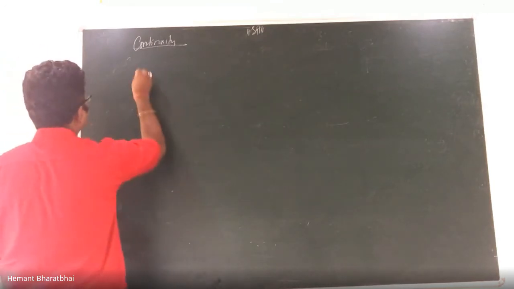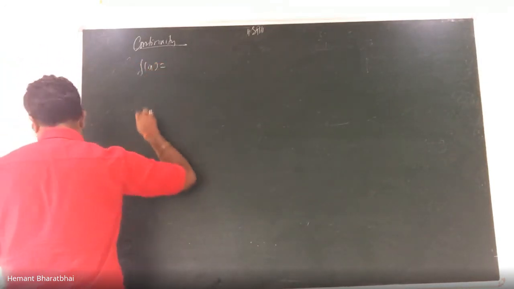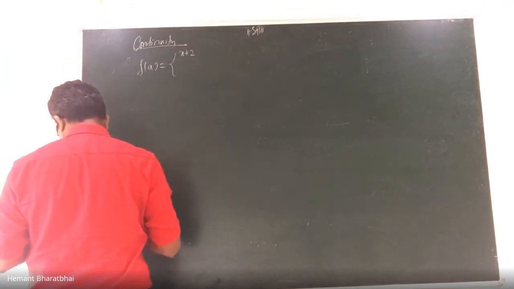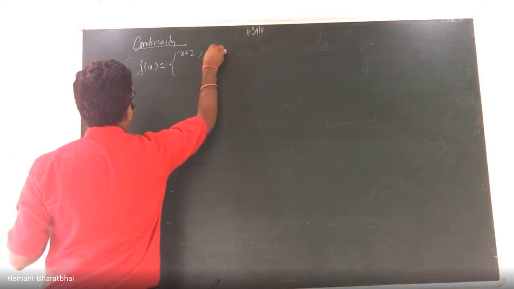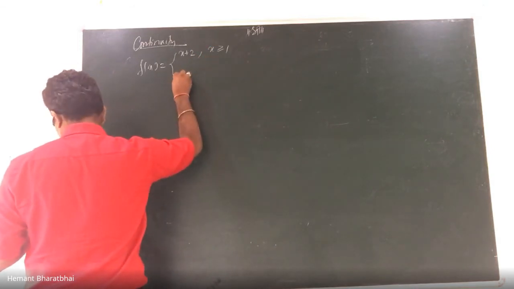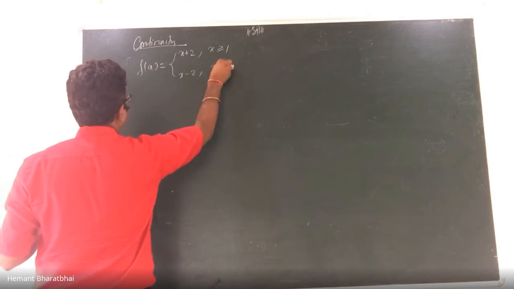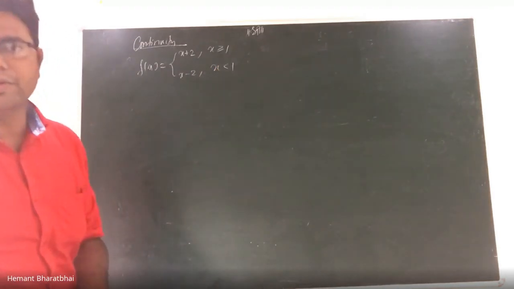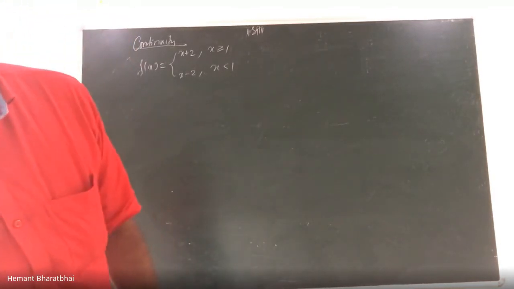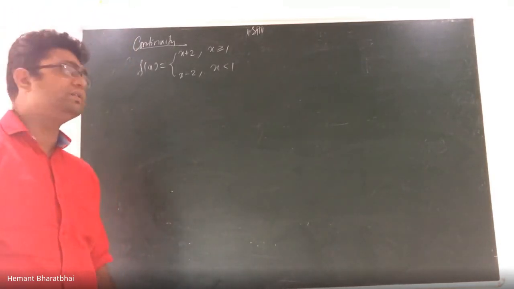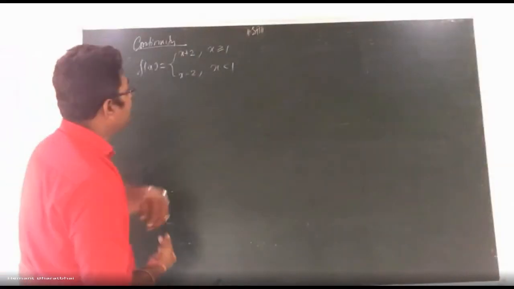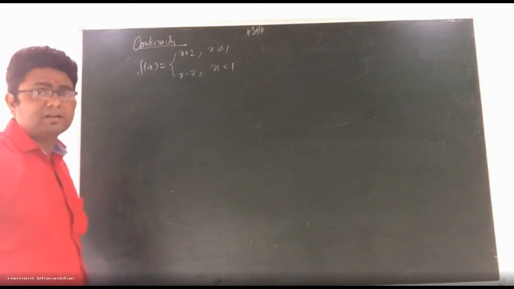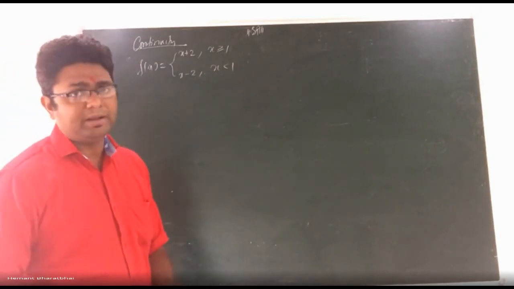Let's see one more. f of x is equal to x plus 2 when my x is greater than or equal to 1, and it is x minus 2 when my x is less than 1. So again I have to find out if the function is continuous or not. This time, since less than 1 and greater than 1 are given, the left hand side limit and the right hand side limit will come into play.